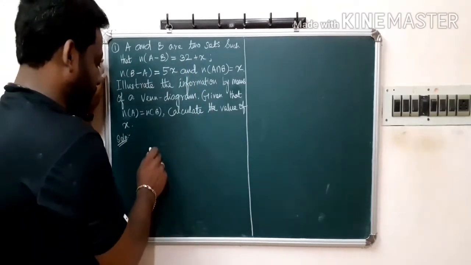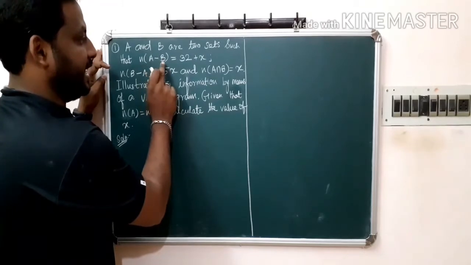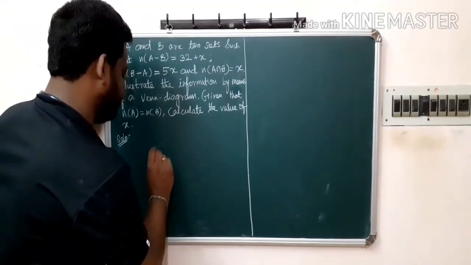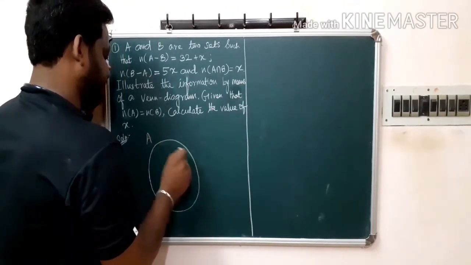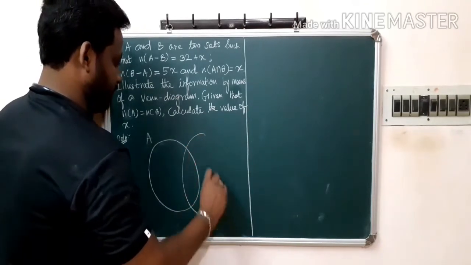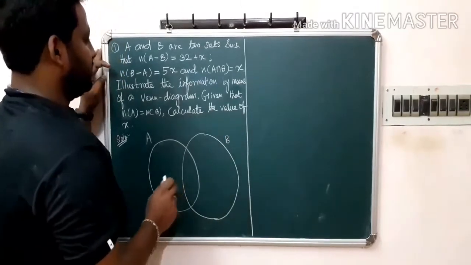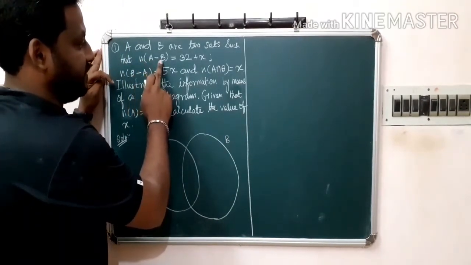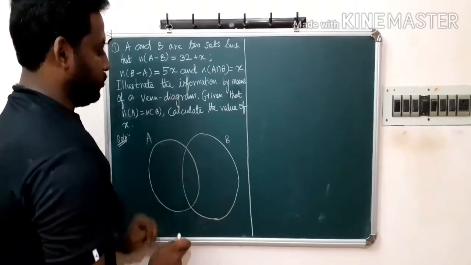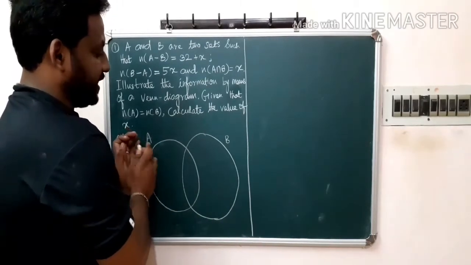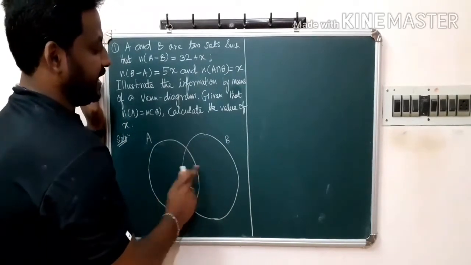Okay. So the solution is, first of all, we have to draw a Venn diagram. Here, how many sets are there? A and B, only two sets. So you have to draw set A and set B. And then N of A difference B. What is the meaning of A difference B? Here A and B are two sets. This part is set A and this part is set B and this intersection part is A intersection B.